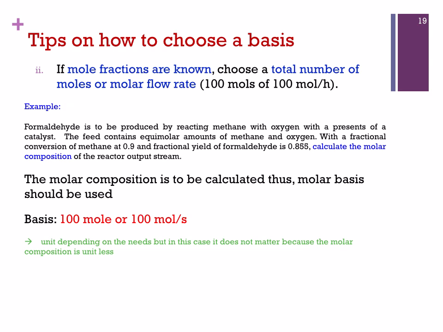In this case, you know that the composition that needs to be calculated is on a molar basis. So what you can do is choose a basis of 100 moles of methane and oxygen, because you know the amount of methane and oxygen in the feed. So you can choose in this question either 100 moles or 100 moles per second or 1000. It depends on the usage.